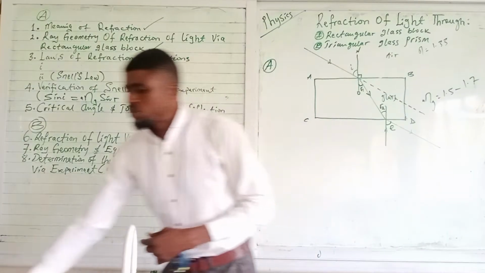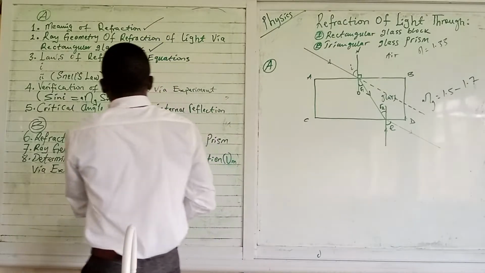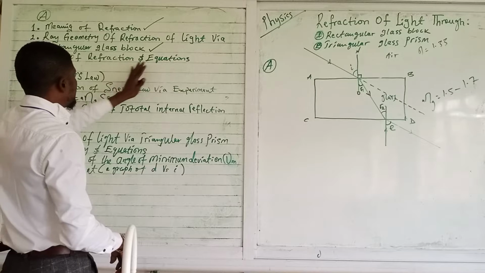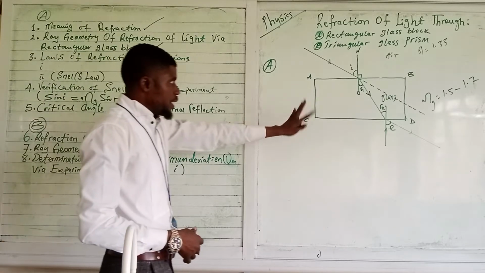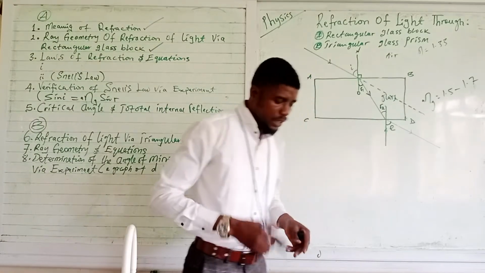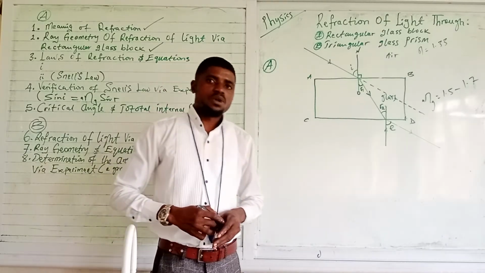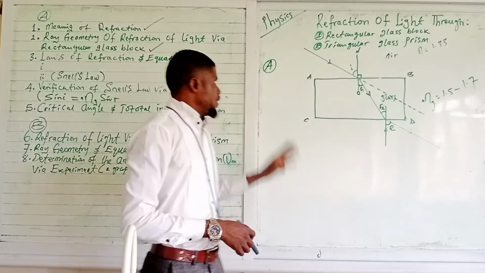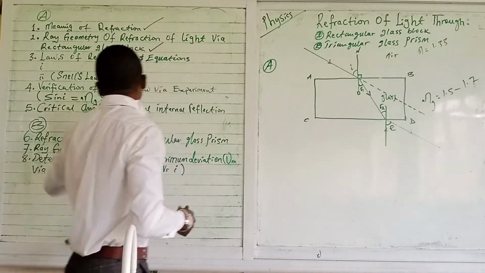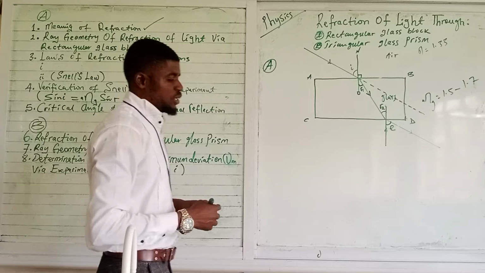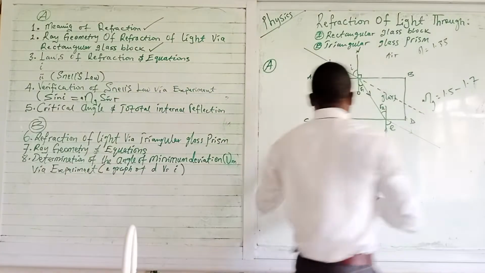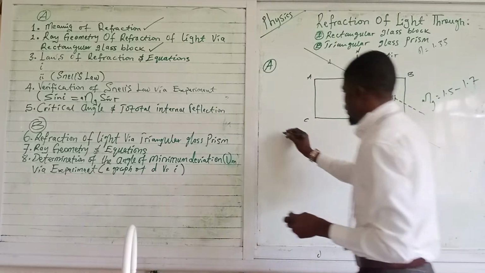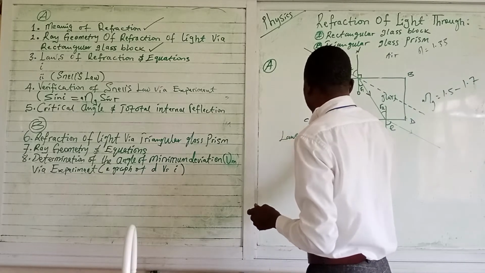The next thing we want to look at on our list here is the laws of refraction and equations that are involved in this diagram. There are basically two laws of refraction, just like we have two laws of reflection. The laws of refraction number one states. I will be using this diagram to explain the first law. First law of refraction.